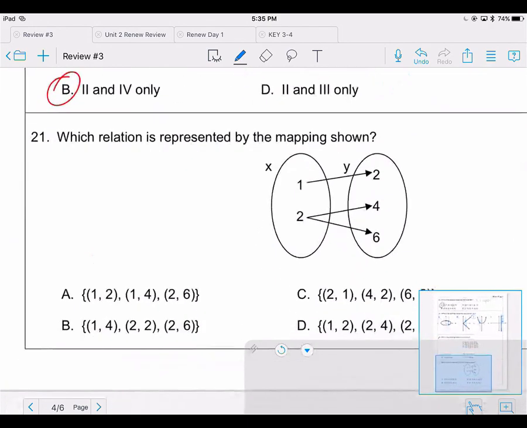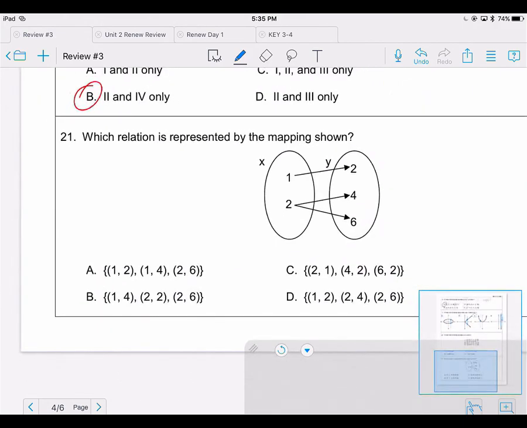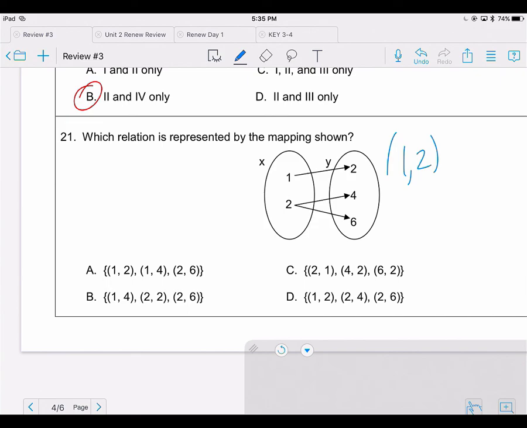Problem 21 asks which relation is represented by the mapping shown. So x of 1 goes to 2, 2 maps to 4, and to 6. That's what those arrows mean. So now I'm just looking for an answer choice that matches this, and that would be answer choice D. A would be correct if 1 went to 2 and to 4, but it does not. C is backwards. B would be if 1 went to 4 and 2 went to 2, but it does not.